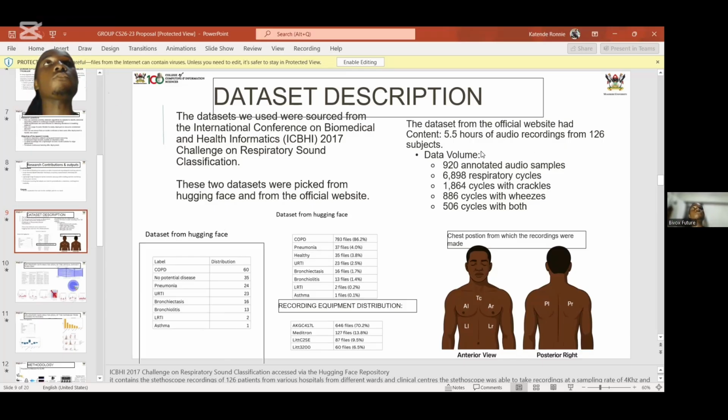Then the dataset from the official website had 5.5 hours of audio recording from 126 patients. So from the 126 patients, we are able to determine the top chest, the anterior left, anterior right, as you can see here in the image, then the lower left, lower right, then the posterior right and posterior left.